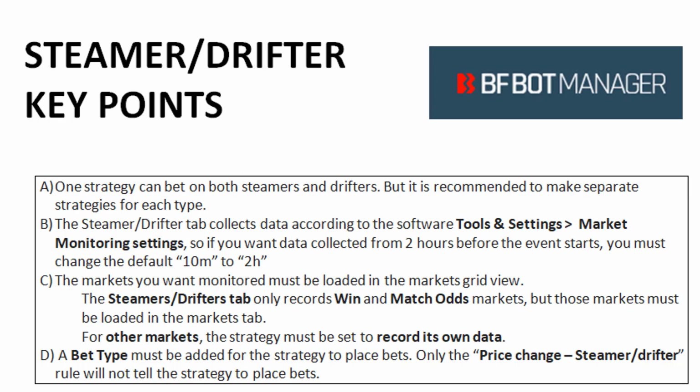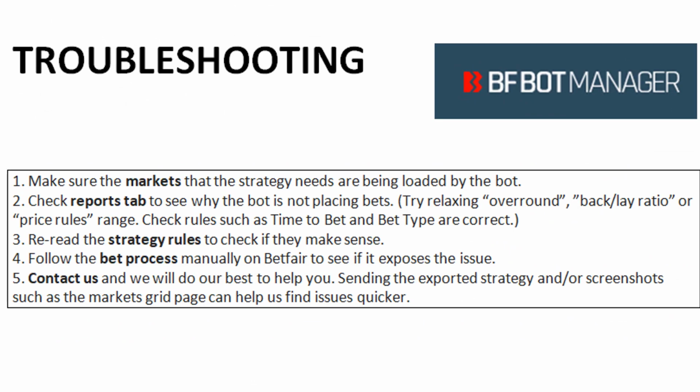A bet type must be added for the strategy to place bets. Only the price change steamer drifter rule will not tell the strategy to place bets. If you start a strategy and it does not place bets when you expect them to, there are a number of steps you can follow to try and troubleshoot the problem. First, make sure that the markets that the strategy needs are being loaded by the bot.